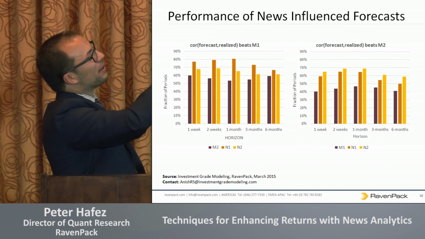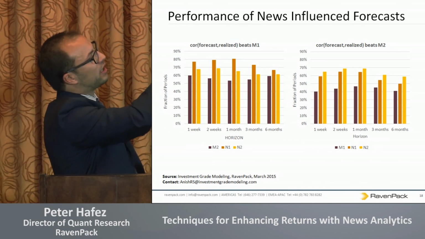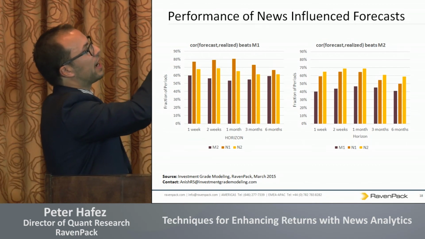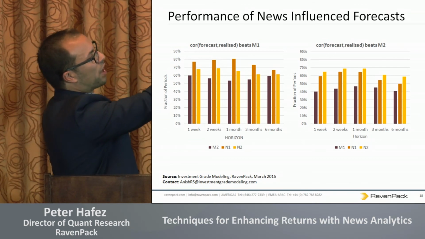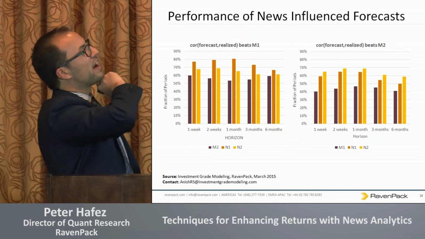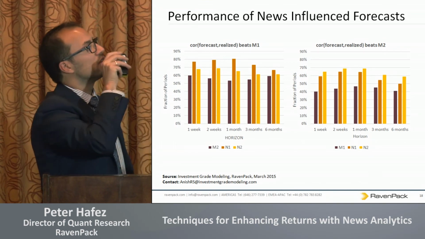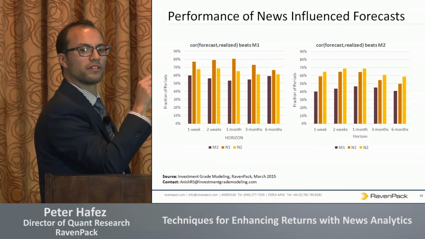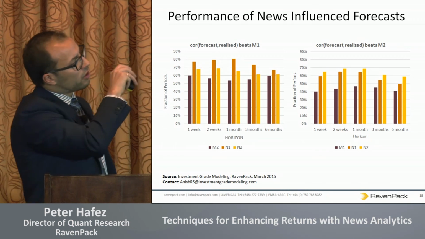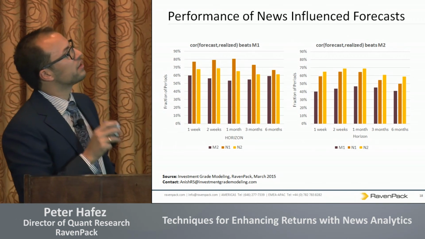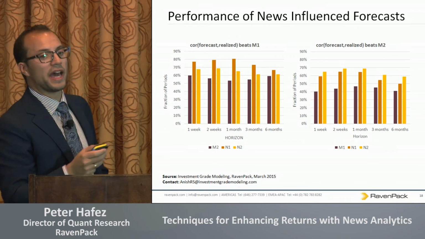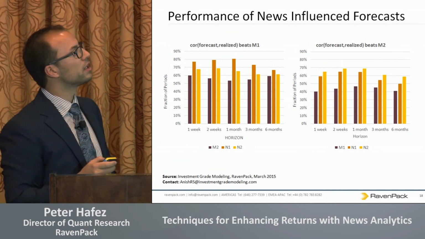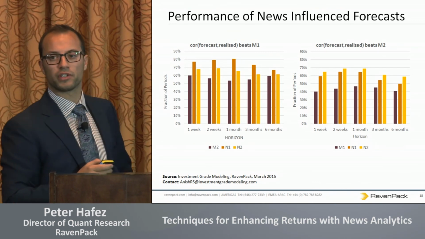So basically, if you look at the orange and the yellow lines, these are the news-based or news-enhanced models. And it says here that if you look at the 1 week example, in 75% of cases the news-enhanced model outperforms benchmark or reference model number 1. Looking across the different horizons, we can see that the news-enhanced models are better between 60 and 80% of the times. It will have a higher correlation between the forecast and the realized.